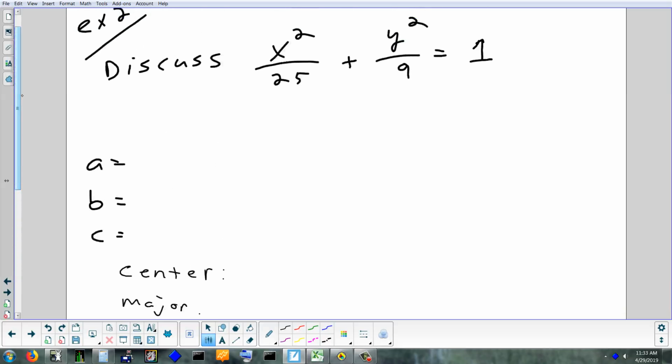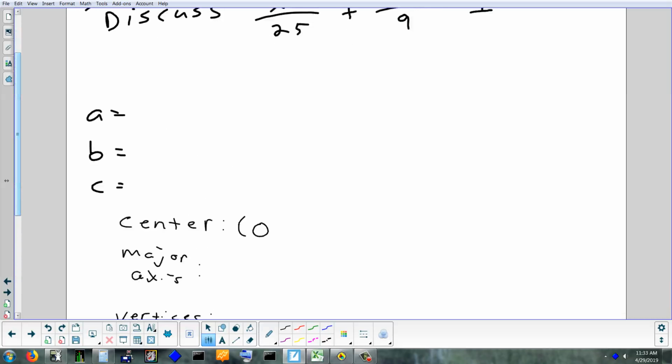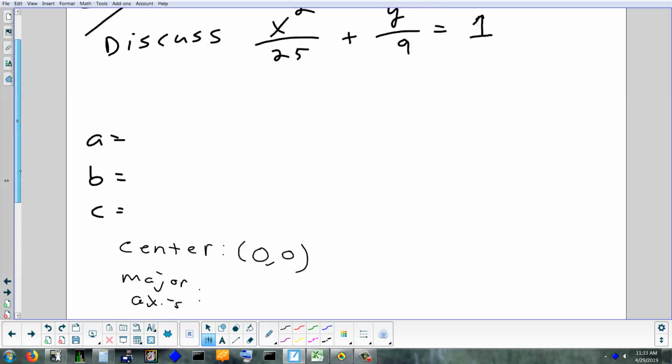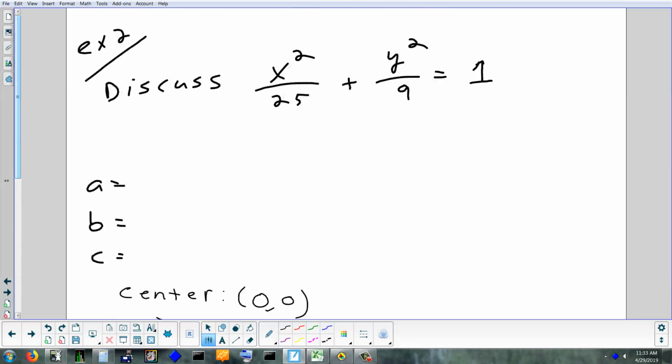So, the center so far has always been where? 0, 0. It's always been 0, 0. You'll know when it's not 0, 0. Trust me, it's very obvious. So the center is at 0, 0. Major axis. Which way does the major axis go here? Horizontal or vertical? Horizontal. Why? Because the number under x is greater. Yes, because the bigger number is under x.